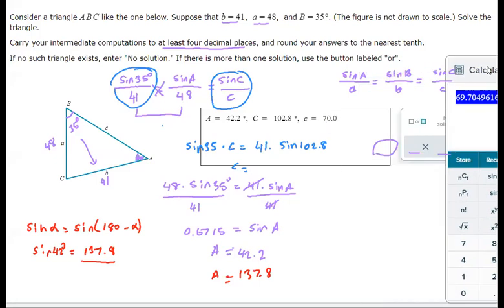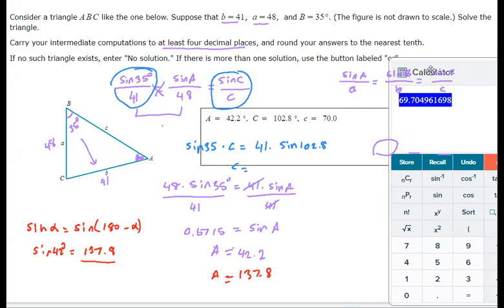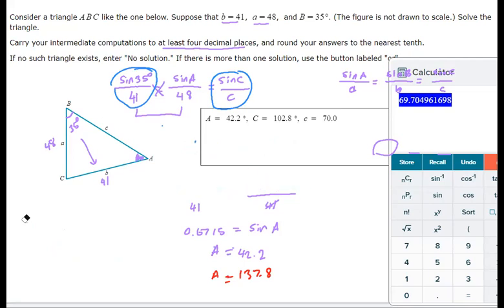Okay. So the question that you might be asking is, do I have another solution other than this? So maybe we should take that into consideration as well. The reason why we need to check is because we may have the angle measure of A as 137.8 instead of 42 point something. So let's consider that case to see if that is also possible. But let me clean this mess.